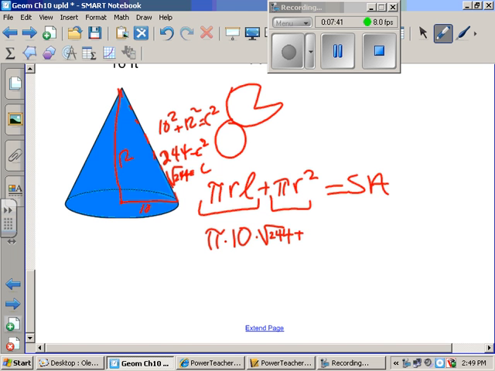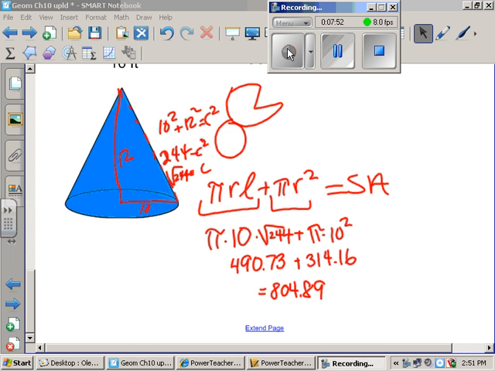Plus pi r squared, pi times 10 squared. Okay, and then I just plug that in my calculator. So you plug that in your calculator and you get 804.89.